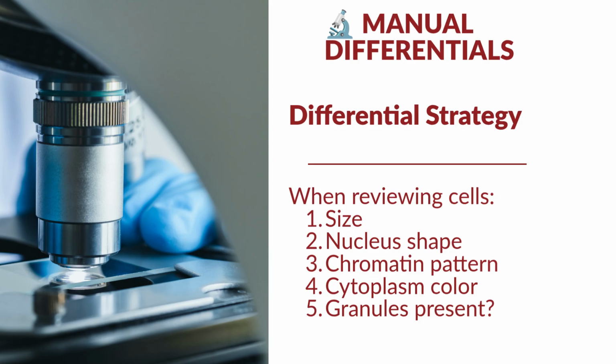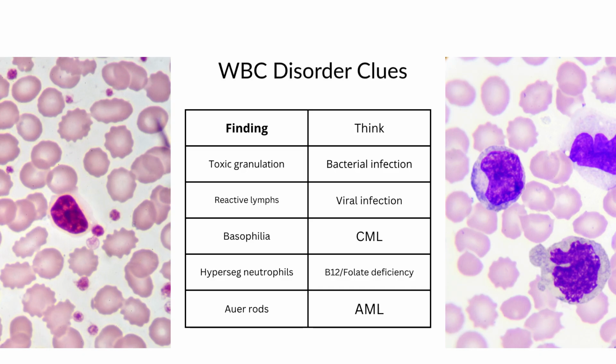Let that thing dry, stain it, and go on over there and look at that patient under the microscope, because we're there to help. Remember, we are detectives. Let's detect so this patient doesn't have to keep coming back and forth in here. So when we're reviewing cells, we want to be looking at the size, the nucleus shape, the chromatin pattern, the cytoplasm color, and granules. Are they present or are they not? If your slide is crappy, make another one. It only takes a second.